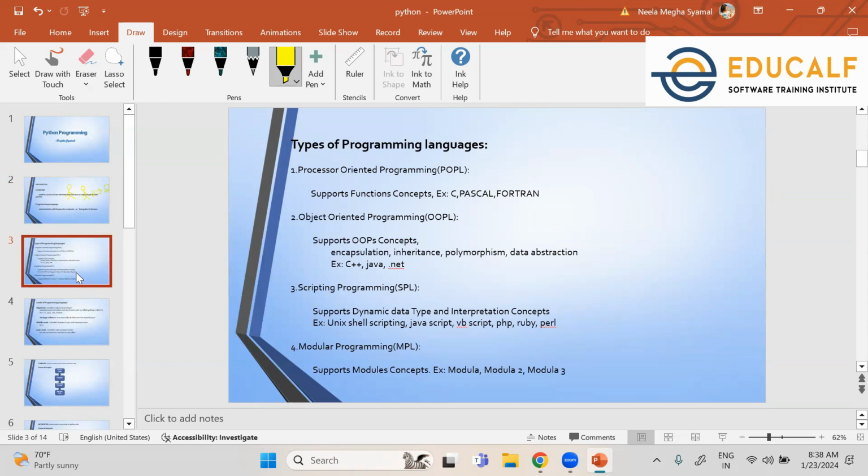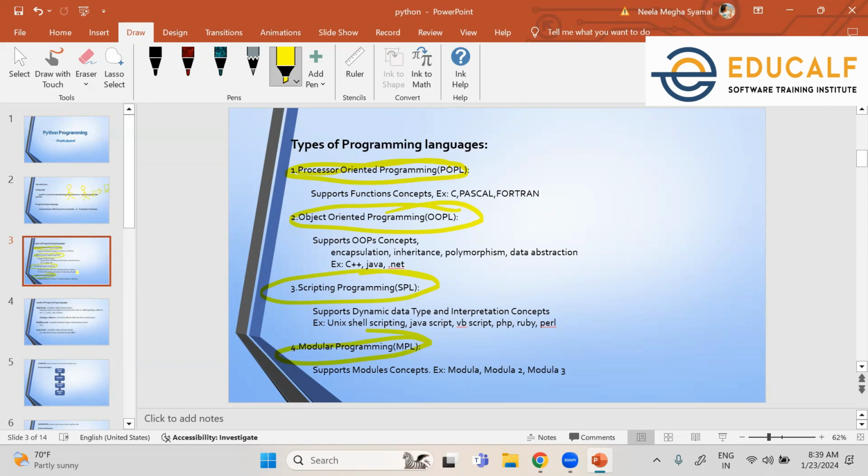When this question was raised, many people answered C, C++, Java. But usually, different types of programming languages, in the sense, the first one is processor-oriented programming language. The second one is object-oriented programming language, then scripting programming language, and modular programming language. These four are the different types of programming languages which we have.